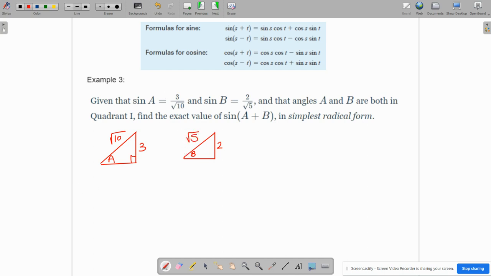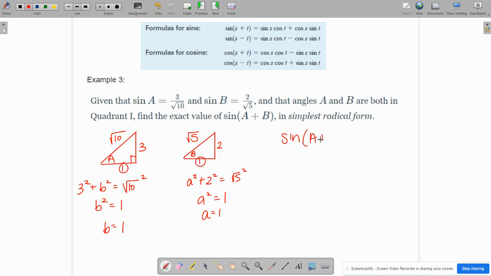Going through and doing the math, we could say that 3 squared plus b squared equals the square root of 10 squared. So b squared is going to equal 10 minus 9, so 1, which means b equals 1. So our missing side here is 1. And then over here, if we said a squared plus 2 squared equals the square root of 5 squared, this would mean a squared will equal 5 minus 4, which is 1. And so a also equals 1. So our missing side here is 1.